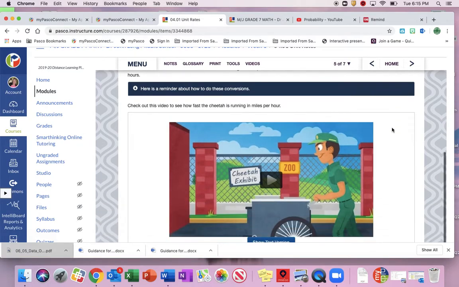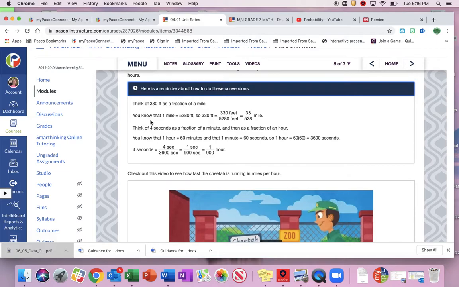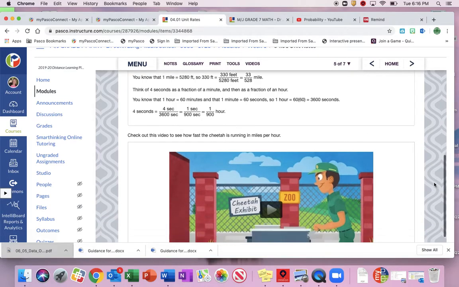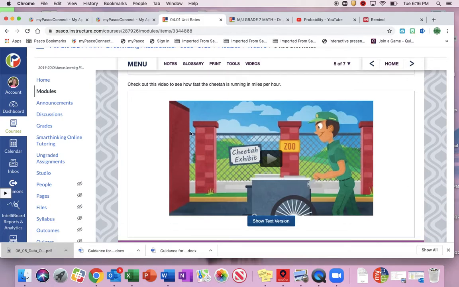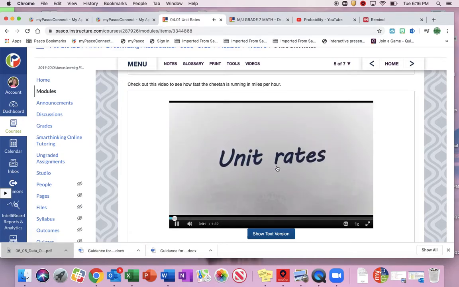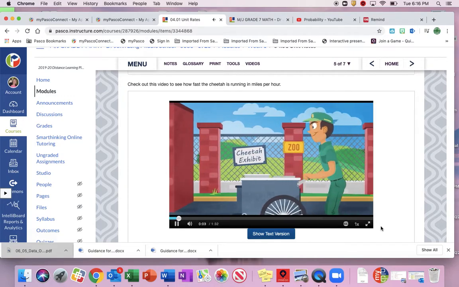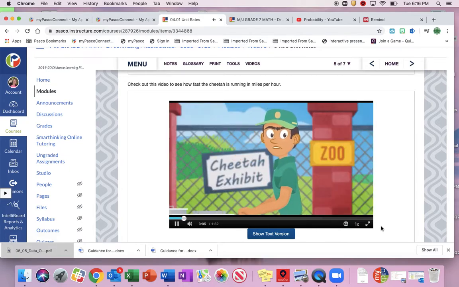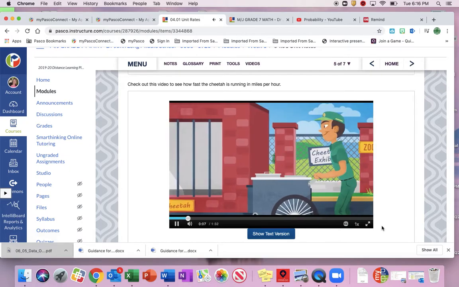Okay. Here's a reminder how to do the conversion. So you want to click down here and you want to look at every step and make sure you understand what they did to get the answer. And then there's also a really cute video to see how fast the cheetah is running, and you can play the video. Unit rates are similar to uniforms and even unibrows. Why? Well, all of these things have just one of something.